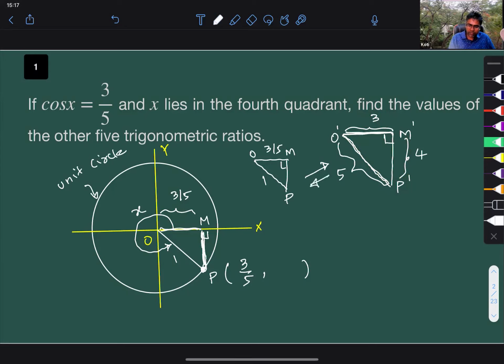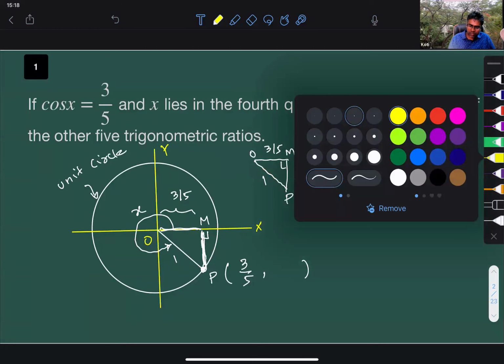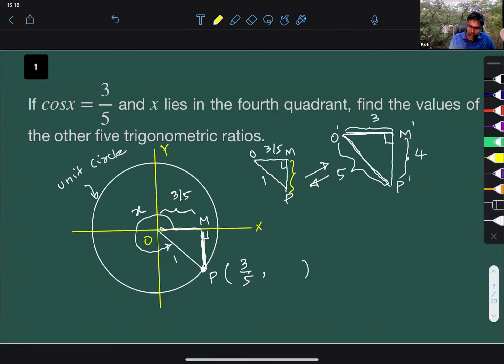I mean, if I'm writing 3 by 5 as 3, 1 as 5. So that means when I go from 3 by 5 to 3, I'm multiplying by 3, right? When I'm going from 1 to 5, I'm multiplying by 5. So when I go from MP to M prime P prime, I'm multiplying by 5. So can I claim that this MP will be 4 by 5? Yes, sir. Okay, so MP will be 4 by 5. So that means my Y coordinate is 4 by 5.